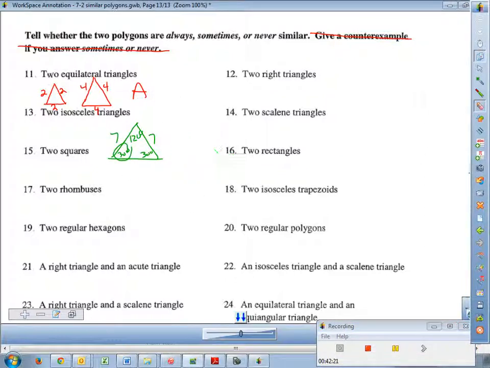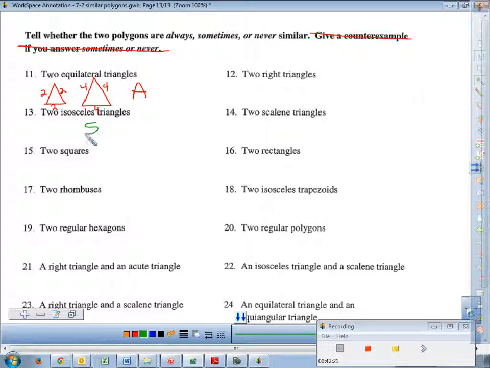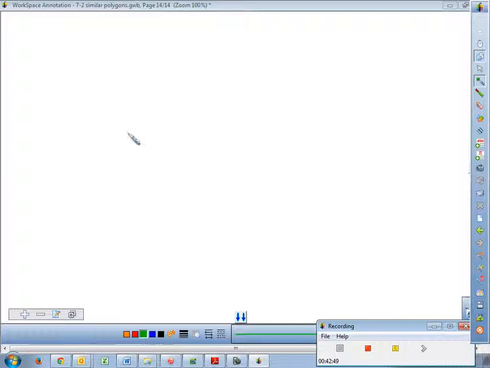Is it possible to draw an isosceles triangle that is similar to this one, though? So always, sometimes, or never. Will two isosceles triangles always, sometimes, or never be similar to each other? Sometimes. They can be, but they don't have to be. Do you understand what I'm trying to look for in there? I don't need you to sketch a picture for me. When you're stuck, you should probably start sketching some pictures to start asking yourself those questions. Cool?